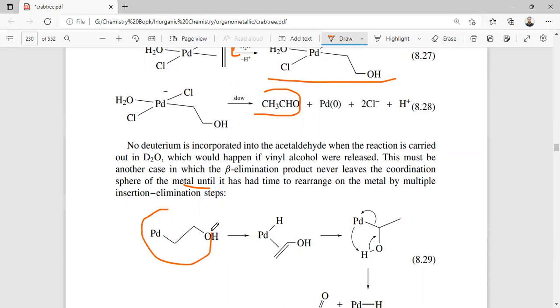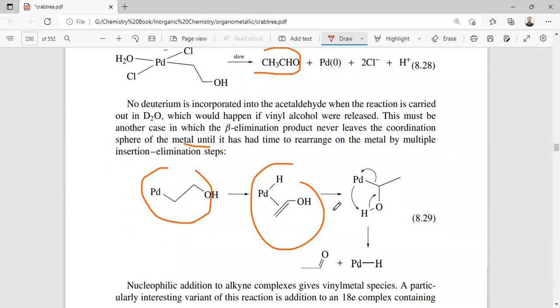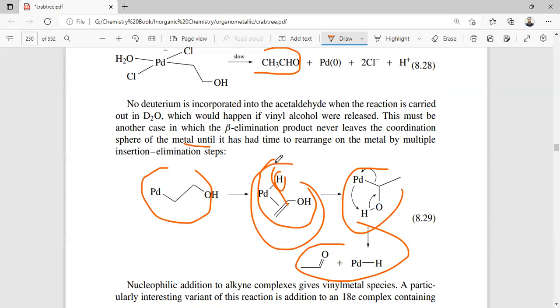So here, this is from the beta hydride elimination. This is from next, the hydrogen inserted to this one to form this intermediate. Again the beta hydride elimination forms this acetaldehyde. So that proves that this intermediate is never dissociated from this metal center. That is, the rearrangement to the product happened in the metal coordination sphere.